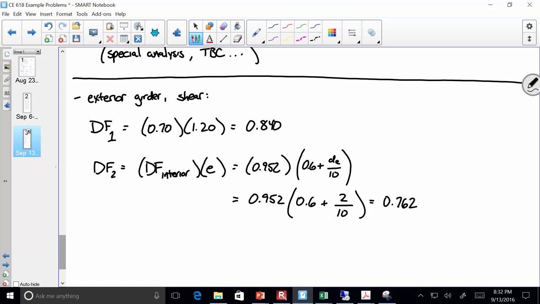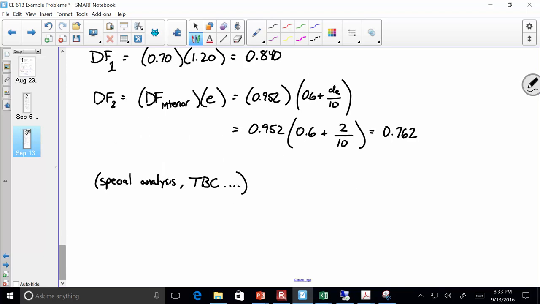Now, for exterior girders, we have 1-lane loaded scenarios, 2-lane loaded scenarios, and special analysis. To be continued. Okay. So far, so good? Okay, so we've done interior girders, exterior girders, we've done moment, we've done shear.